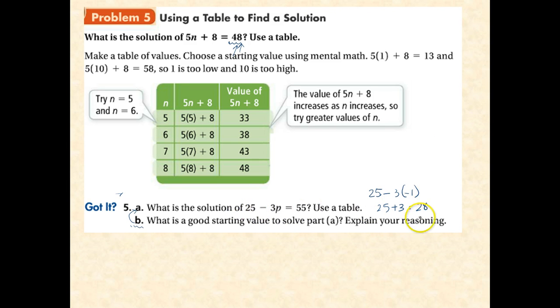What about negative 10? 25 minus 3 times negative 10 is 25 plus 30, which happens to be 55. Dang it, didn't even have to make a table. Oh well, life goes on. So that means that P equals negative 10. Sorry table, didn't use you.